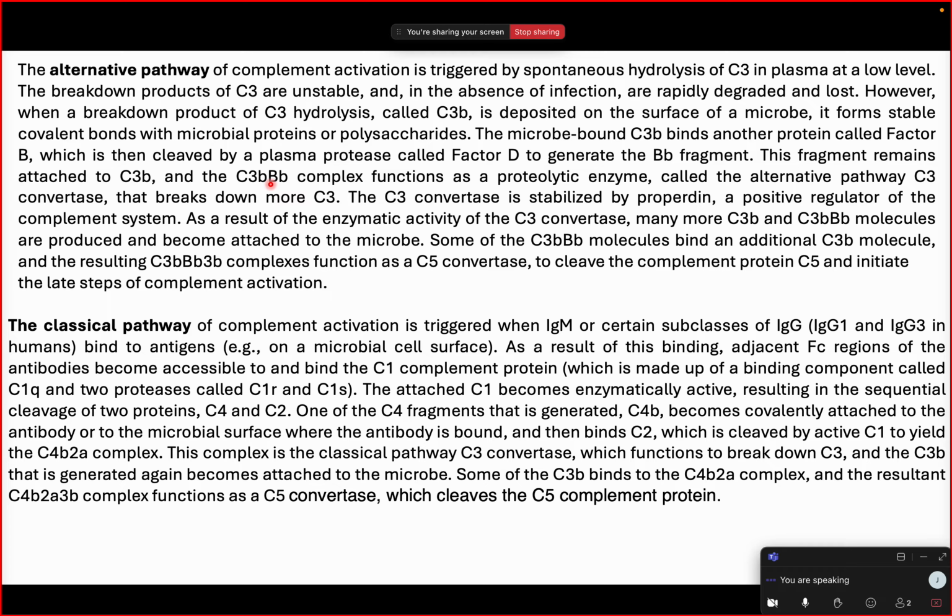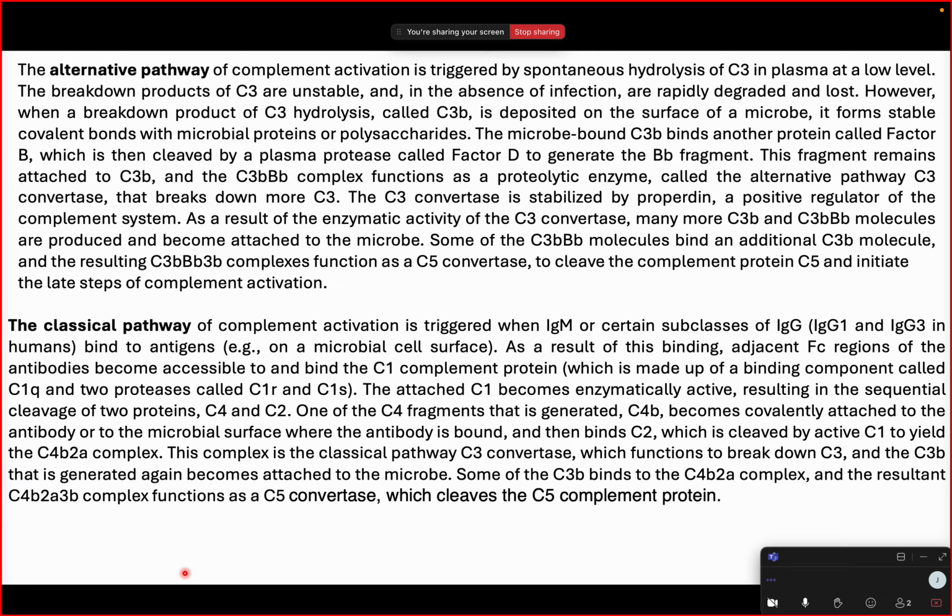One is C3bBb. This also acts as a C3 convertase, and C4b2a is also a C3 convertase, which functions to break down C3, and the C3b that is generated again becomes attached to the microbe. Some of the C3b binds to the C4b2a complex, resulting in C4b2a3b, just like the C3bBb3b complex, which functions as a C5 convertase, which cleaves the C5 complement.